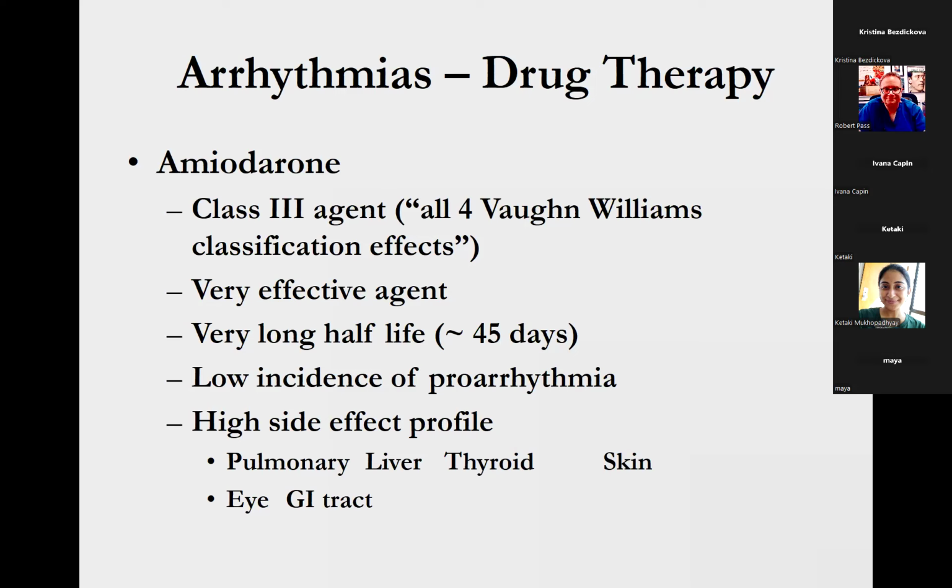Amiodarone, importantly, is a very safe agent in regards to pro-arrhythmia. It's very uncommon that amiodarone will cause arrhythmias amongst patients who are being treated. And that's in contradistinction to sotalol and flecainide, which have maybe as high as a 10 or 15% incidence of proarrhythmia. It's very uncommon to see that in amio.